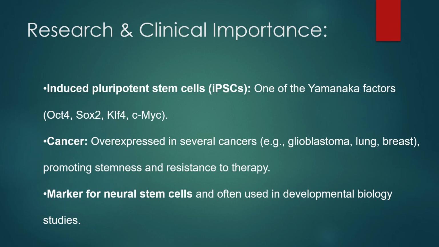Therefore, the various research and clinical importance of SOX2 are: induced pluripotent stem cells, as one of the Yamanaka factors; cancer, where it is overexpressed in several cancers, for example glioblastoma, lung cancer, breast cancer, etc. It promotes stemness and resistance to therapy. Marker: it is also used as a marker for neural stem cells and often used in developmental biology studies.